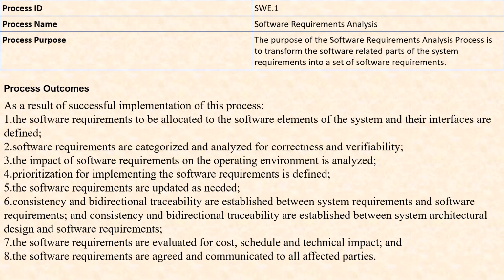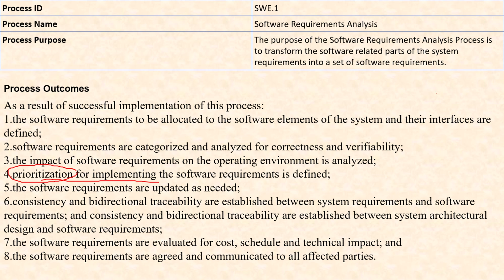Next comes point number 4, prioritization for implementing. Okay, let me take a pen. Prioritization for implementing the software requirements is defined. Now this word is very important, prioritization, because there are plenty of software components and all of them can be implemented, but the order of implementation, which comes first, which comes second, which comes third, this prioritization is decided in this step. Next comes: the software requirements are updated as needed.